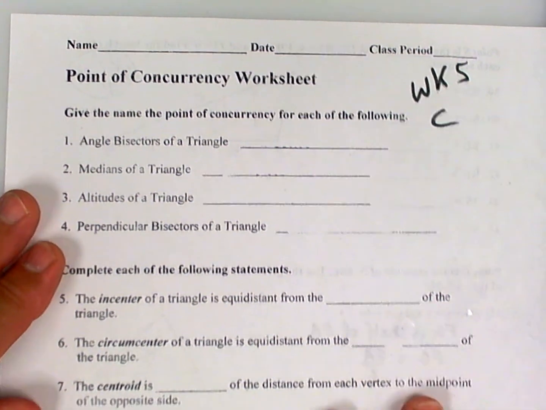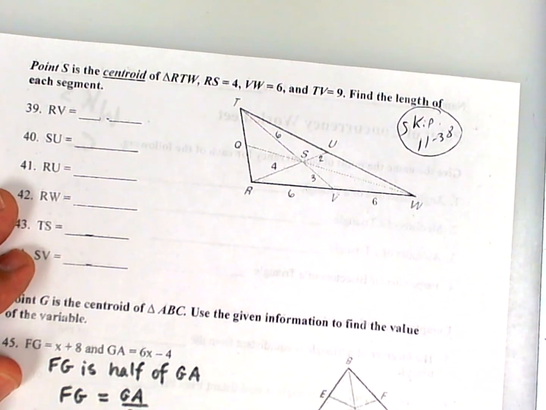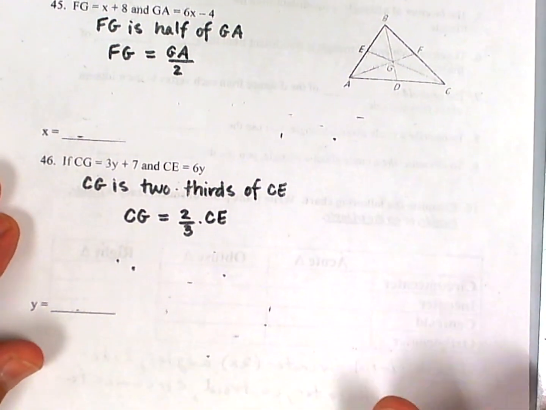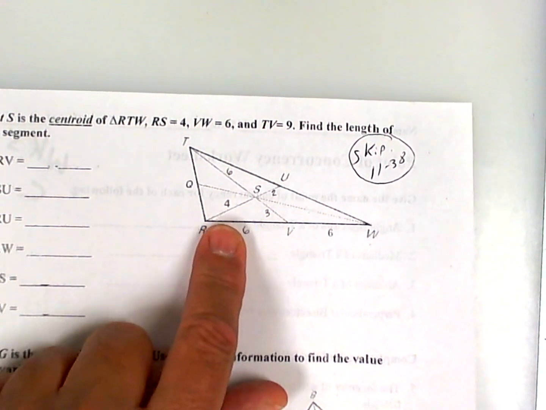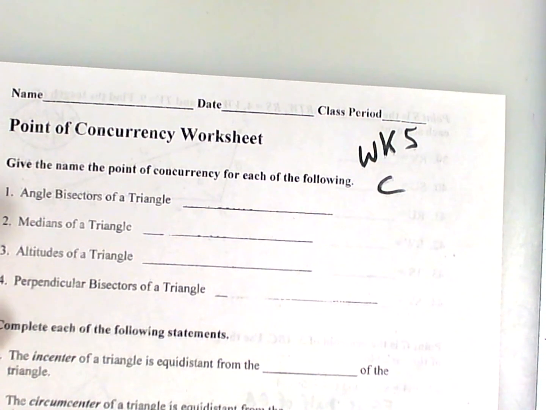So let me back up. Here's your worksheet for today. There it is. And if you notice here, there's a word bank at the bottom. I might have given you some of the answers in this diagram here without knowing it, okay? Didn't mean to do it.